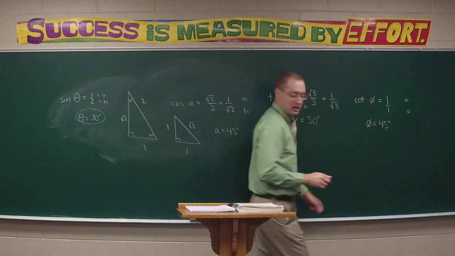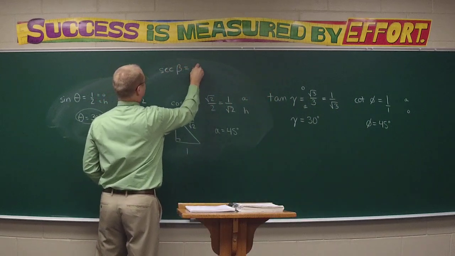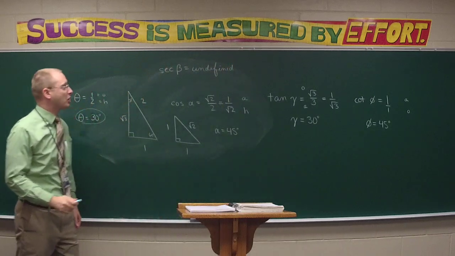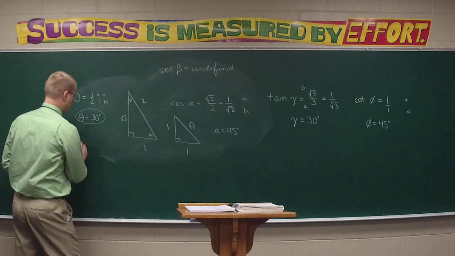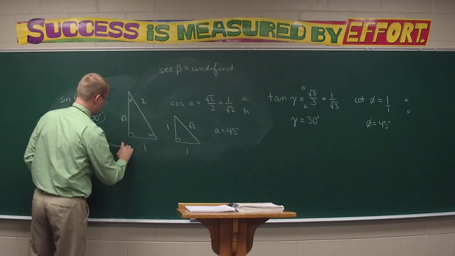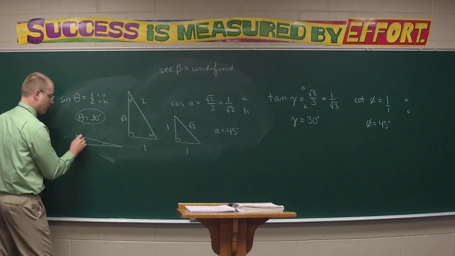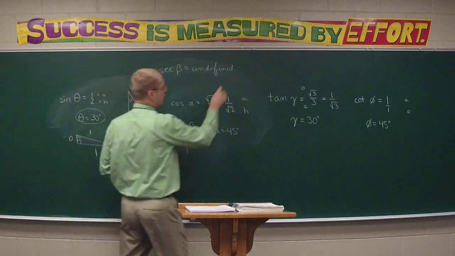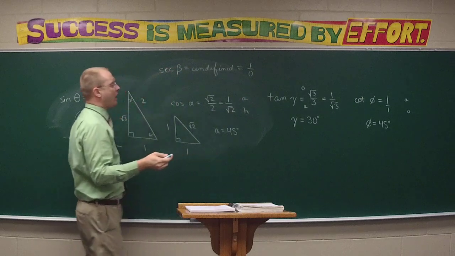Suppose I told you that the secant of beta is undefined. Well, that narrows down which triangle we're considering, right? The 0, 90, 90 triangle. But the question is, which angle, the 0 or the 90, are we looking at? Well, remember, undefined means the ratio must be something over 0. We're going to go with 1 over 0.